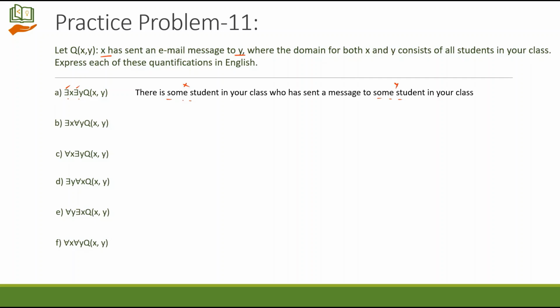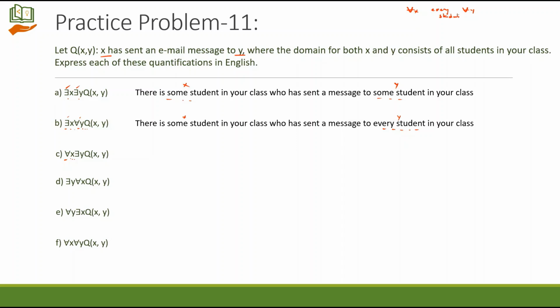What about the next one? Here we have existential first. So there is a student who has sent an email message to all students, because it is given as universal quantifier. There is some student in your class, this is with respect to variable x, who has sent a message to every student in your class, where we apply the universal quantifier with variable y. The next one. Whenever you have for all x or for all y, it is every student or all students. When you have existential x and existential y, it is some student or there is a student.